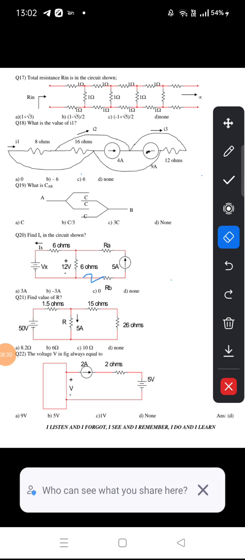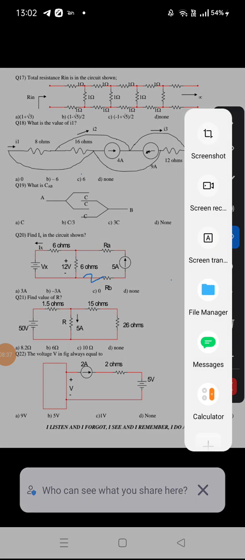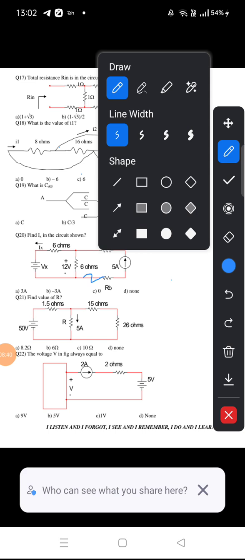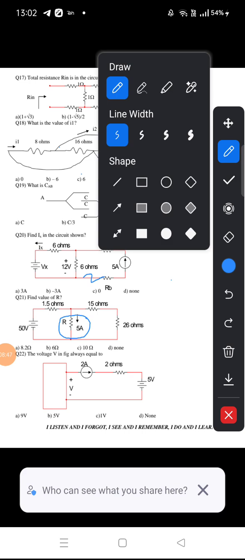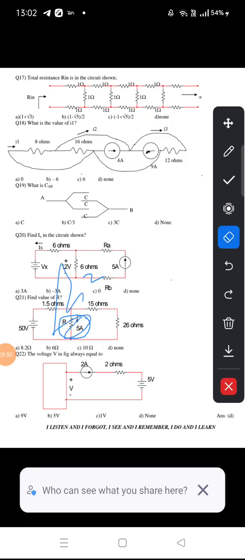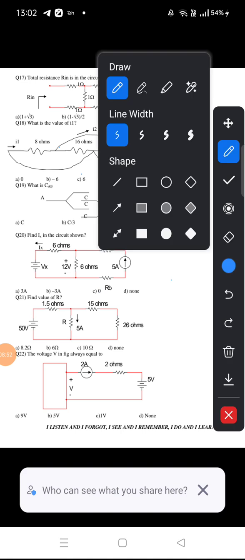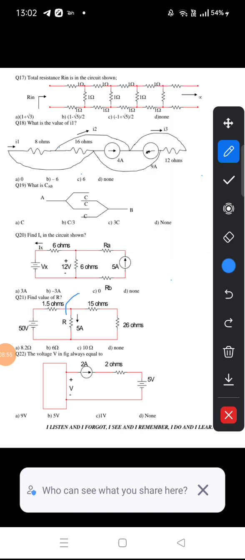Next question, find the value of resistor R. Now observe the figure. Here the current flowing through the 5 ohm is given, right? Now see here, by using nodal analysis, I can calculate the node voltage first. Assume all are outgoing currents. These two are outgoing currents. Assume small I1, here small I2, right?